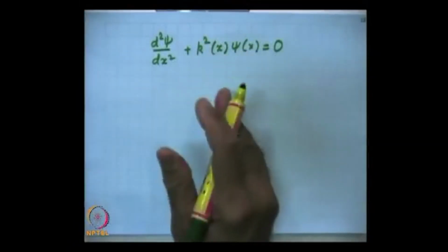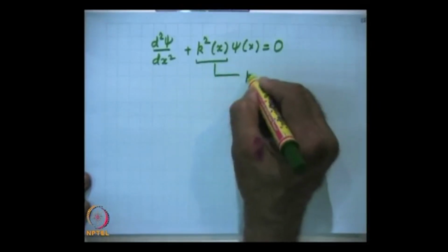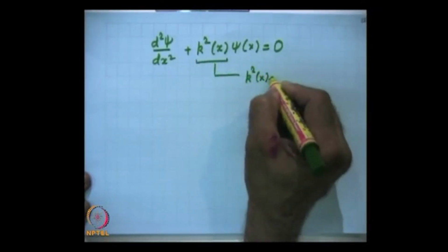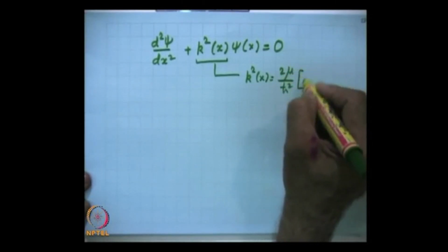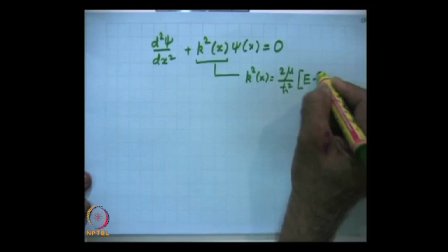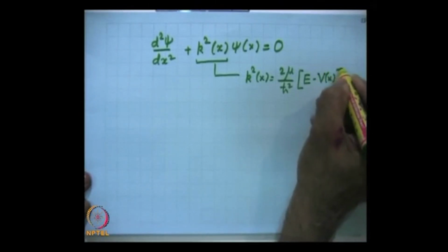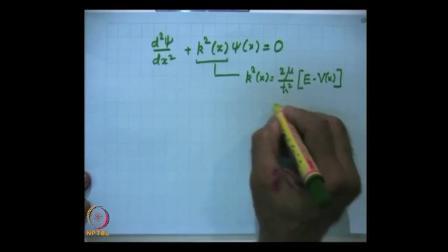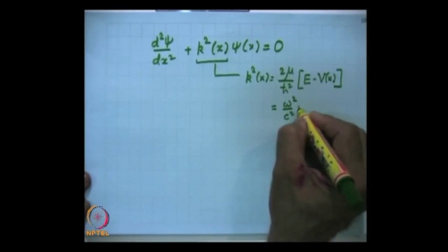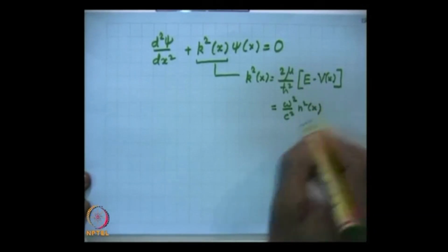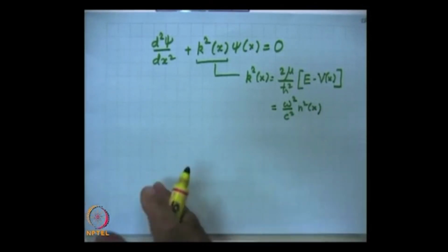So, we will develop this. In the Schrodinger equation case, k square of x is equal to 2 mu by h cross square times E minus V of x. In a plasma physics problem, it is omega square by c square n square of x. In a waveguide theory problem, it has a different expression, but in each case it is a function of x.